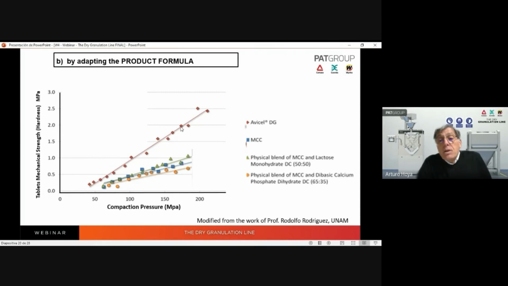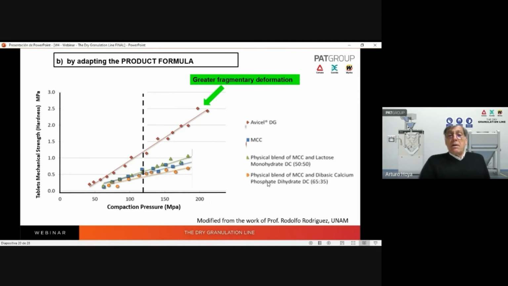It is advised to use this filler, because in this case you can apply high pressure and not lose reworkability, or not lose compactability. So this is done by adapting the formula. Clearly, the hardness in this case is very, very much bigger than this. The Avicel DG has a greater fragmentary deformation and a low plastic component.